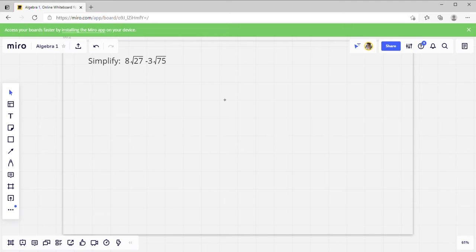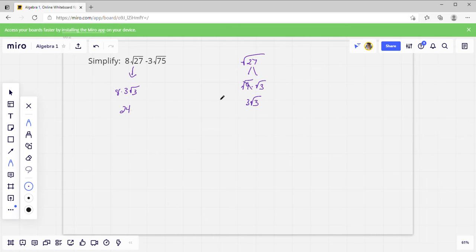Alright, so for 27, we can break that down into 9 times 3, so square root of 9 times the square root of 3, which would be 3 times the square root of 3. So this one would be 3. Ooh, so we have an 8 right here. 8 times 3 times the square root of 3. 3 times 8 would be 24 times the square root of 3. So be careful when you have a coefficient on there already.